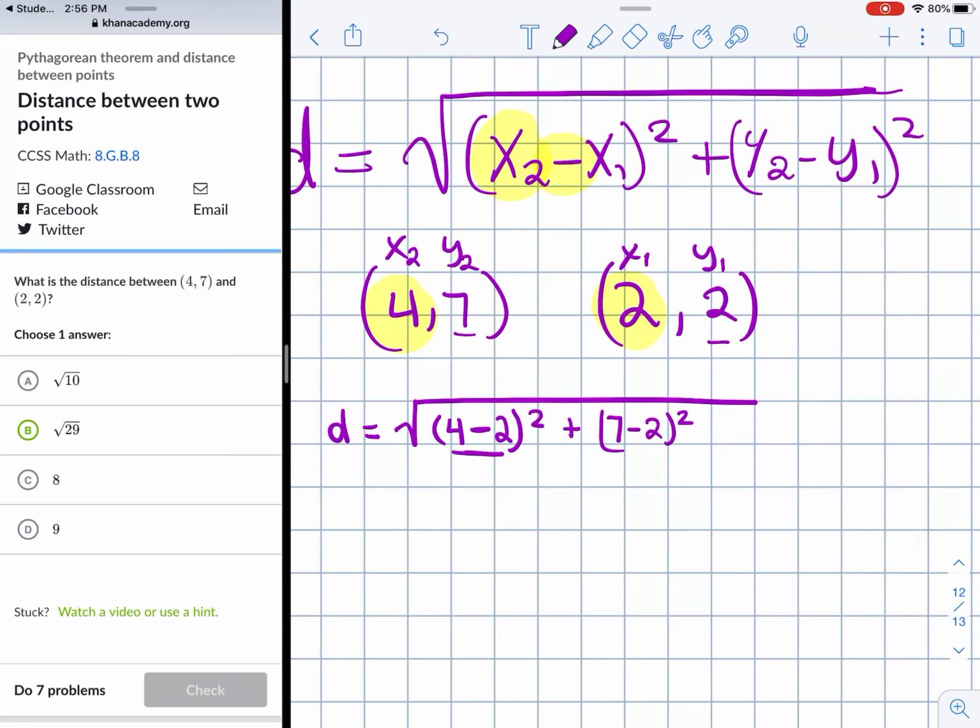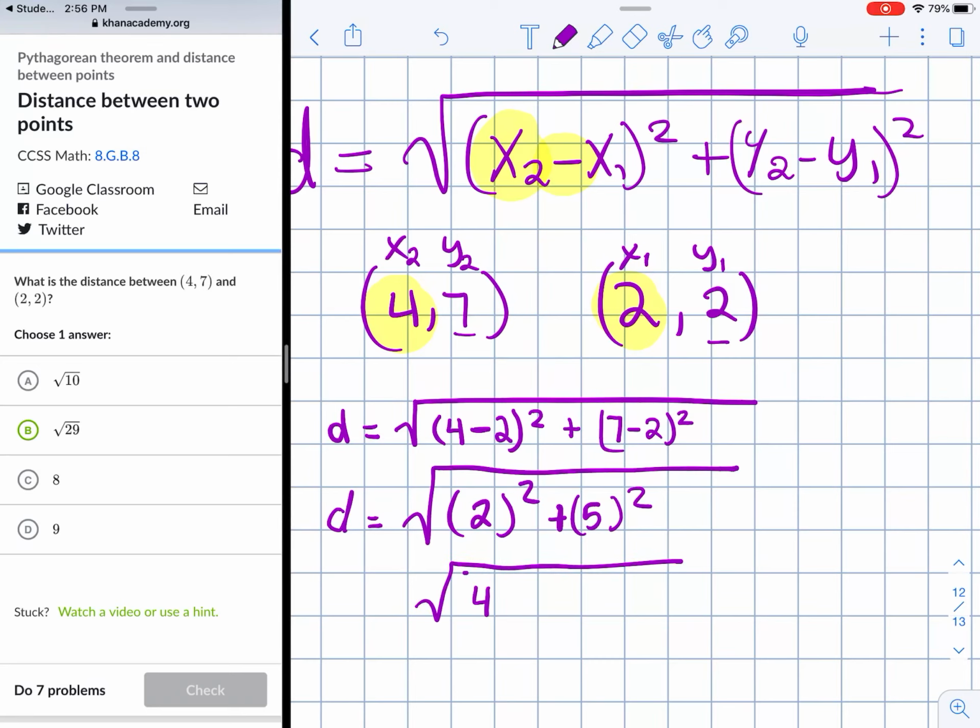So we know that 4 minus 2, right here, is 2. Notice I'm not dropping the square root. That's very important. And then 7 minus 2 is 5. So 2 squared is 4, 2 times 2 is 4, and 5 squared is 25. So 4 plus 25, that's 29. So the distance between these points is the square root of 29.